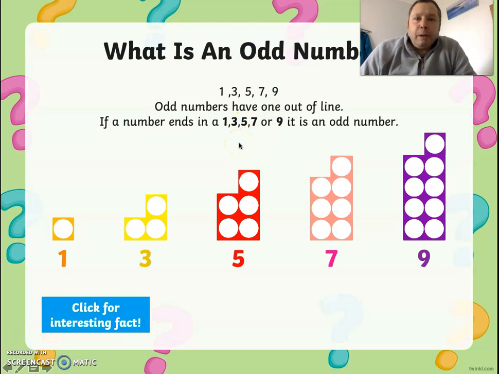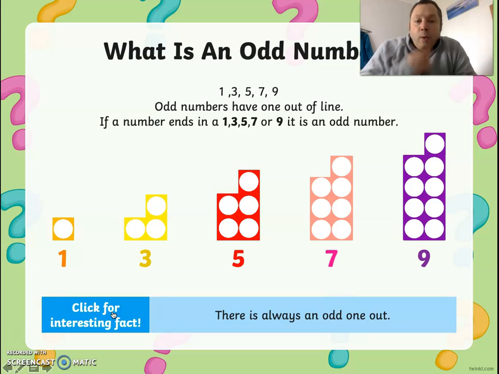So what is an odd number? An odd number has one out of the line. If a number ends with a 1, 3, 5, 7 or a 9, it's an odd number. So here it's 1, 3, see 1's missing. There's 5 here with 1 missing. Here's 7 with 1 missing. And here's 9 with 1 missing. There's always an odd one out, so there's always 1 missing.